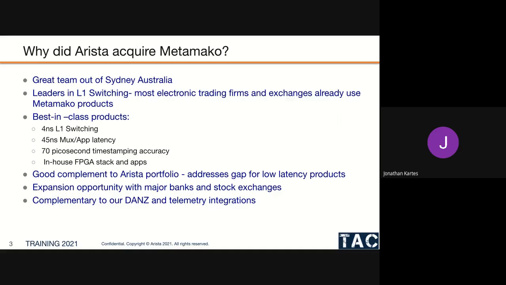Aside from that, these guys were a great complement to our portfolio because in a lot of our high frequency trading customer deployments, we were actually sitting side by side with these devices. The high frequency traders would use the MetaMako devices for their fast port to port, and they would deploy them alongside a 7150 for things like BGP and multicast and PTP boundary clocks. So this was a huge expansion opportunity for us with a bunch of major banks and stock exchanges, people that were really interested in this fast layer 1 port-to-port switching technology.